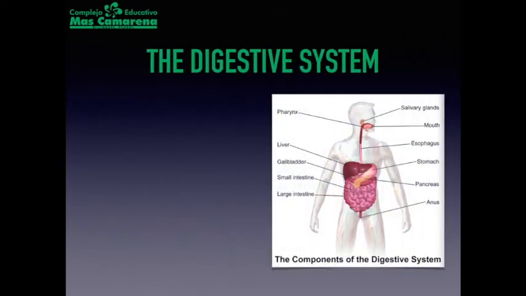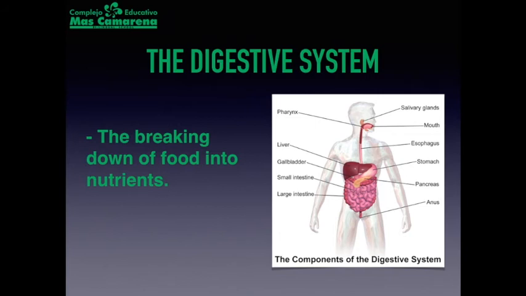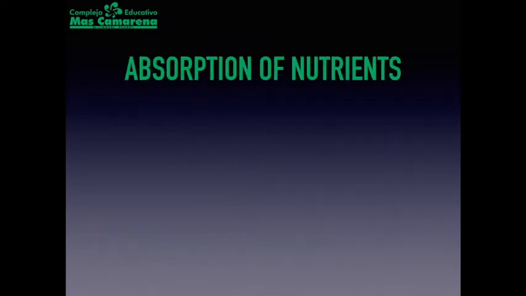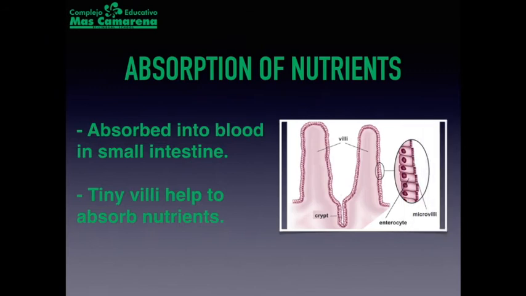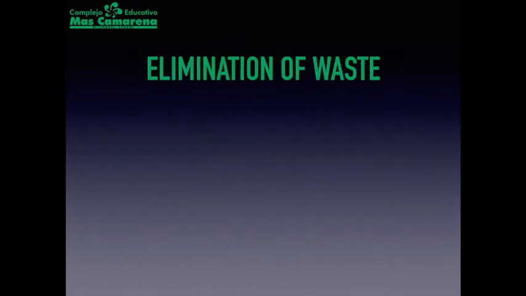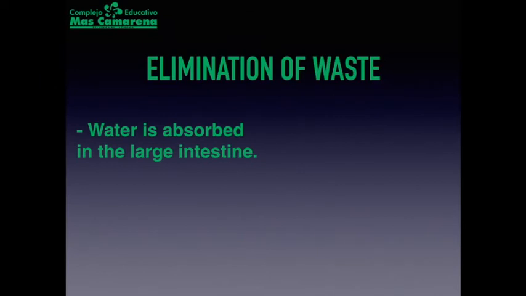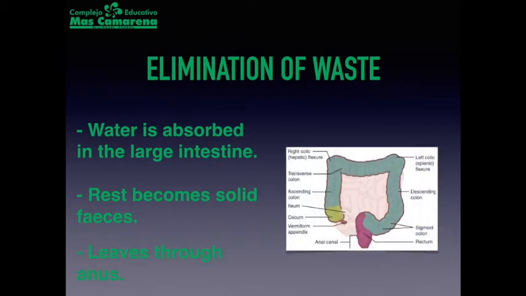Now, the digestive system is all about the breaking down of food into nutrients and can take between 24 and 48 hours. Now, the absorption of nutrients, remember, nutrients are absorbed into the blood in the small intestine, and tiny villi help to absorb the nutrients. And here we have a picture of exactly this. Now, the elimination of waste, water is absorbed in the large intestine, and the rest becomes solid feces, which leave through the anus. And here we have a diagram with the large intestine, which ends in the rectum, and the anal canal.